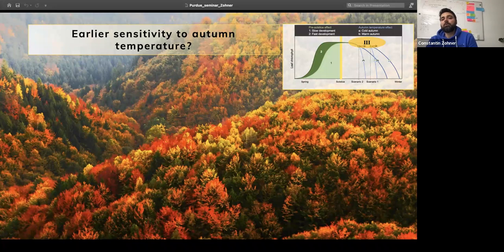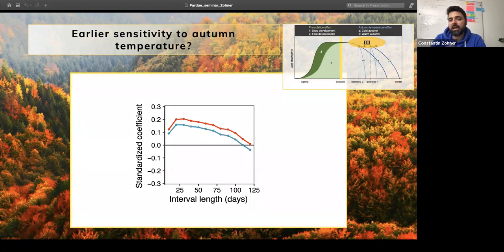So there was one remaining question, and that was, if all this is really true, then we should expect that because we have earlier spring leaf out, senescence should also start earlier. And this should then mean that plants should become sensitive to autumn temperature also earlier in the year. And it's a bit complicated to actually test this because it's all correlational analysis and we don't have any physiological markers for when these trees actually become sensitive to autumn temperature.